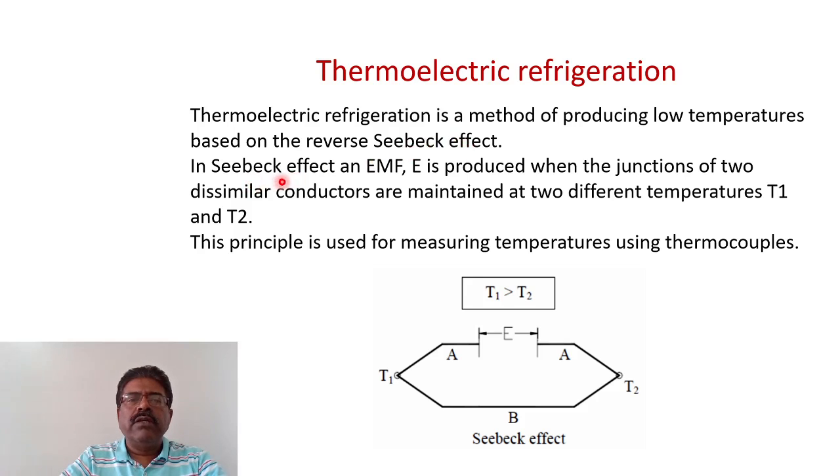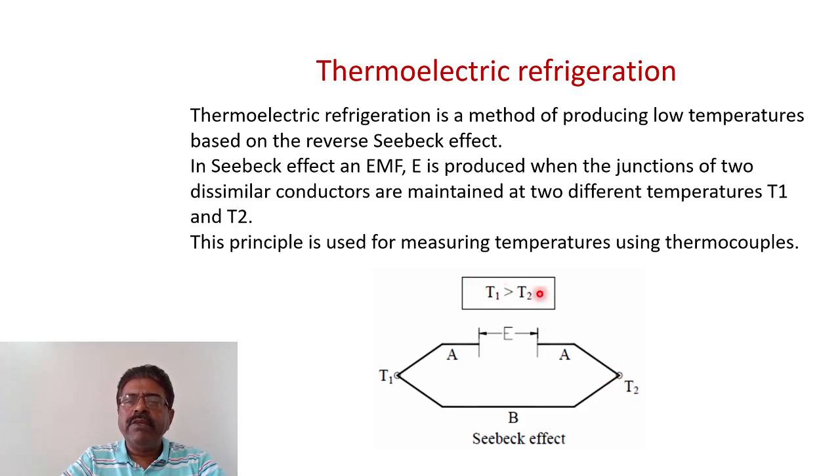In the Seebeck effect, you have studied that EMF is produced when the junctions of two different conductors are maintained at two different temperatures, for example, T1 and T2. Suppose these are two different metals. This is metal A and this is metal B, and they are forming two junctions. This is the first junction. This is the second junction. The first junction is at temperature T1, and the second junction is at temperature T2.